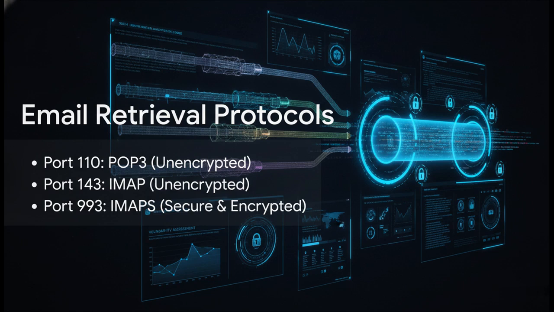Now, while port 25 is busy sending email, receiving it is a completely different story. Historically, you'd pull emails down using POP3 on port 110 or IMAP on port 143, but just like HTTP, these are totally unencrypted. So to ensure your private messages aren't getting intercepted on the wire, modern security relies on IMAPS on port 993 that wraps your email retrieval in a nice, secure layer of encryption.